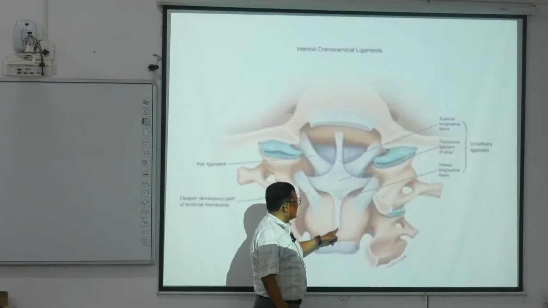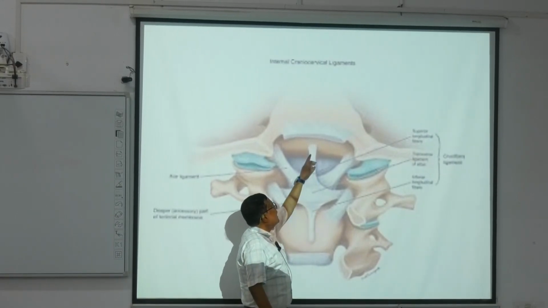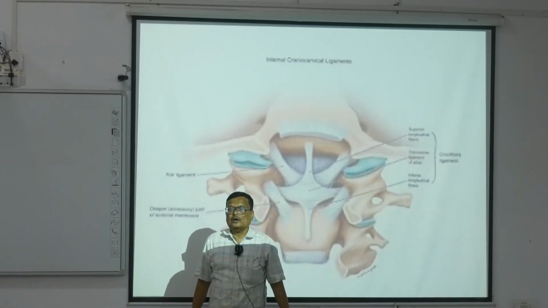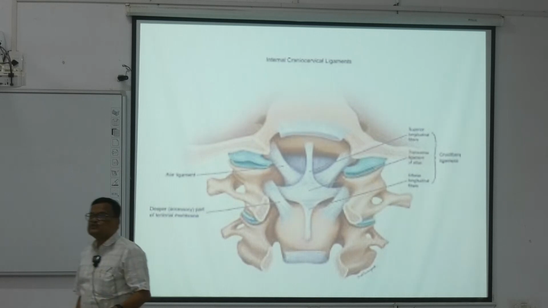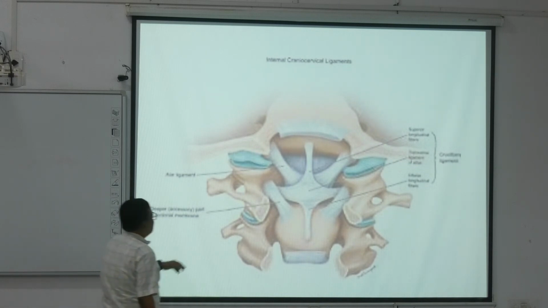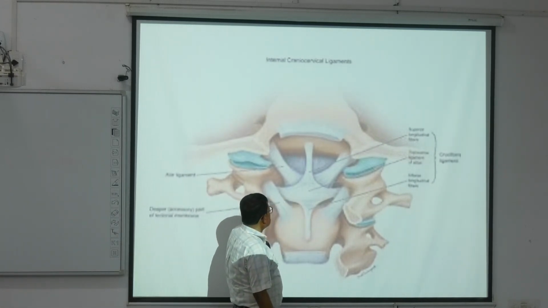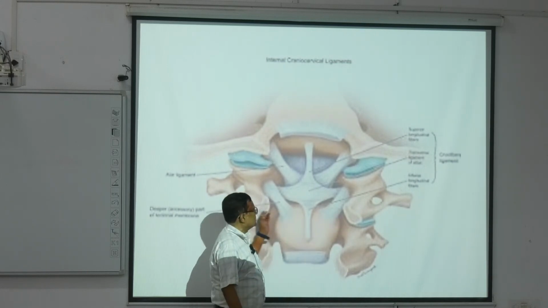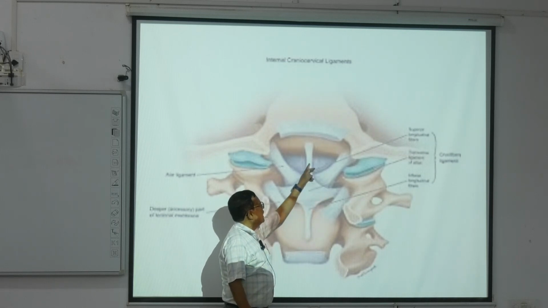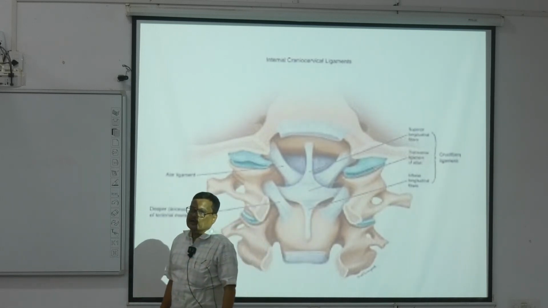The vertical part, its lower part is attached to the body of the axis, the second cervical vertebra, and above it is attached to the superior surface of the basilar part of the occipital bone. The transverse part goes from one tubercle to the other tubercle of the atlas. The posterior arch is cut. So this is the transverse ligament, and this is the vertical part, and the two form the cruciform ligament.